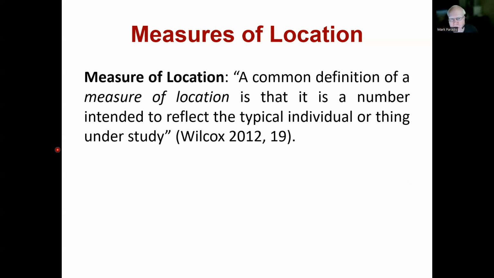And so a measure of location is any measurement or any statistic that reflects the typical individual, that tells you, okay, this is what the typical individual is within this data set. There's a variety of different ways that you can do it, but each of them has the same goal: they tell you this is the average individual, or average object or thing under study.